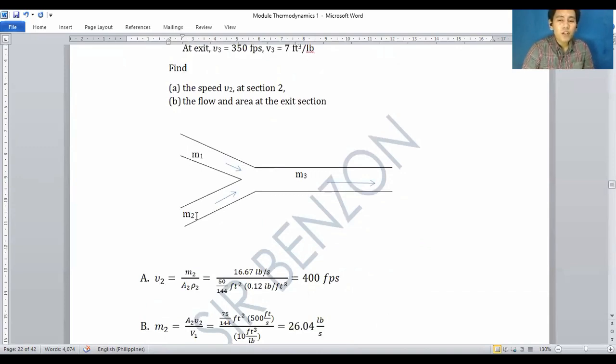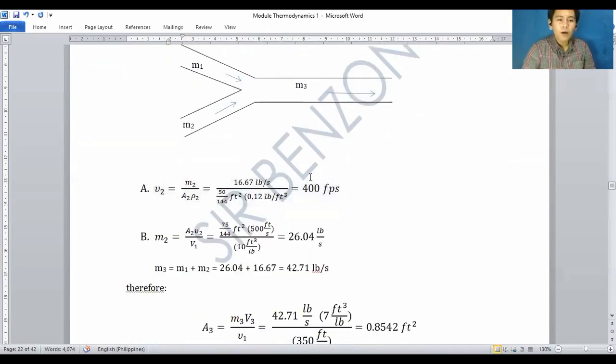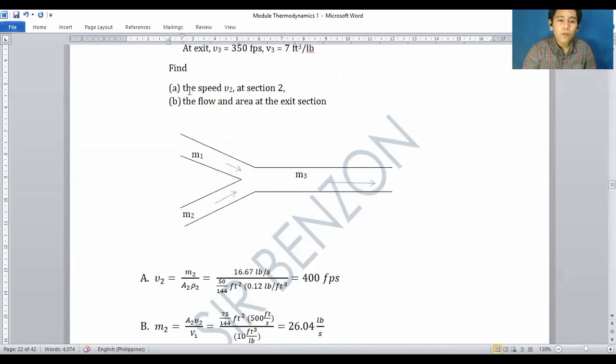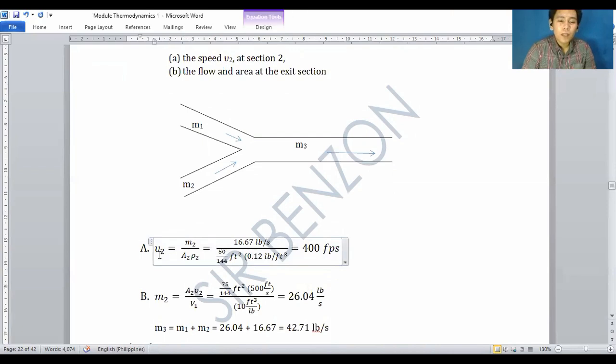Just like what I said, conservation of mass, any mass entering is equal to mass leaving. So therefore, if there are two streams and the problem says that they leave mixed, therefore M1 plus M2 is equal to M3. Any parameters like A1 plus A2 equals A3. Density 1 plus density 2 equals density 3. Okay, now let's go back to A, the speed.